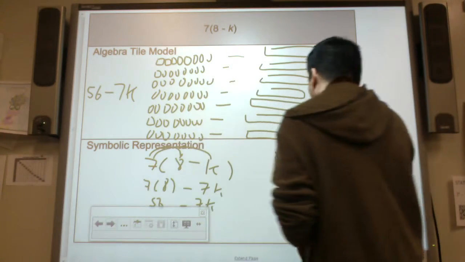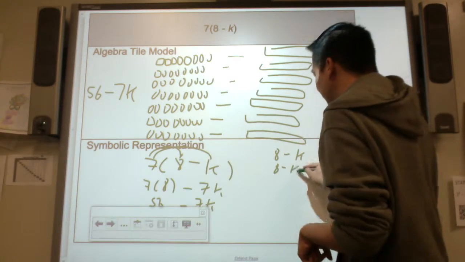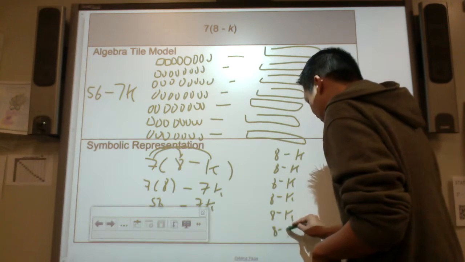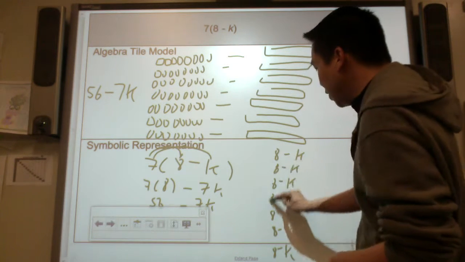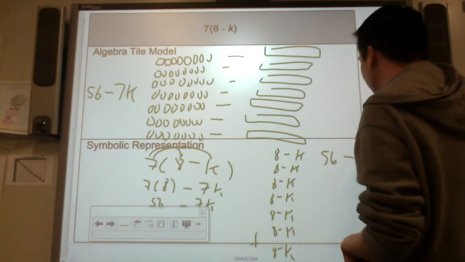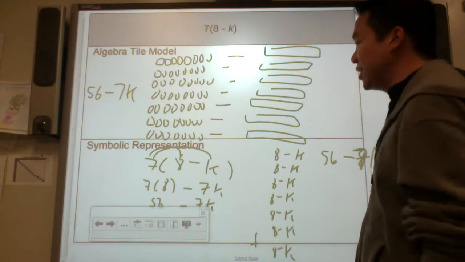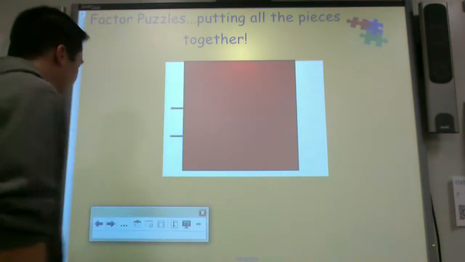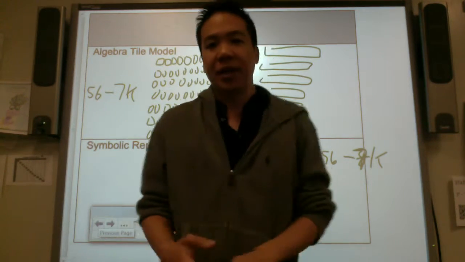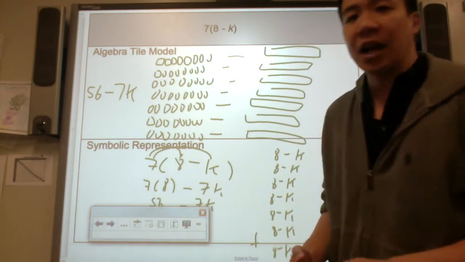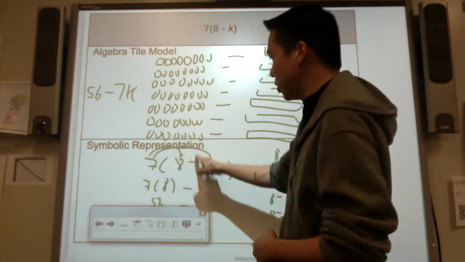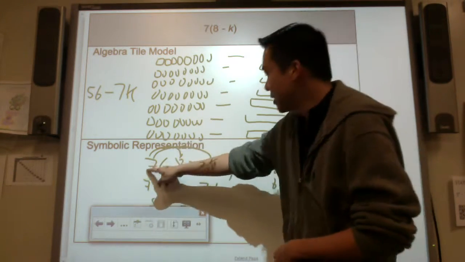Another way to do it is you can rewrite 8 minus k 7 times. 1, 2, 3, 4, 5, 6, 7. If you add up all of these 8s, it adds up to 56. Minus how many k's do you see? 7 k's. 56 minus 7k. Okay, so that is distributive property. Distributive property is another way to generate another equivalent expression. It's when you have a group, and so you distribute. Like you're saying 7 groups of 8, 7 groups of k.